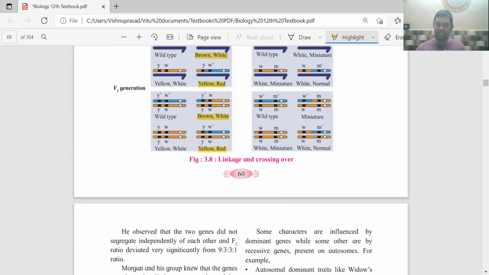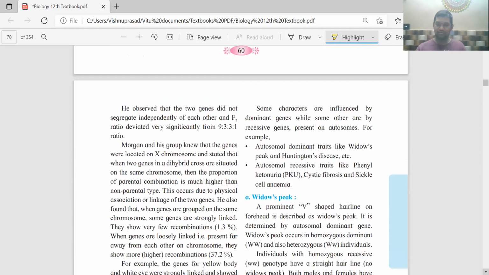Now, when it comes to inheritance by autosomes, there are two ways in which the characters are influenced, either by dominant genes or by recessive genes. There are both types of genes present on the autosomes. When the inheritance is affected by autosomal dominant traits, there can be conditions, if we cannot call it every time a disease, it's a condition.